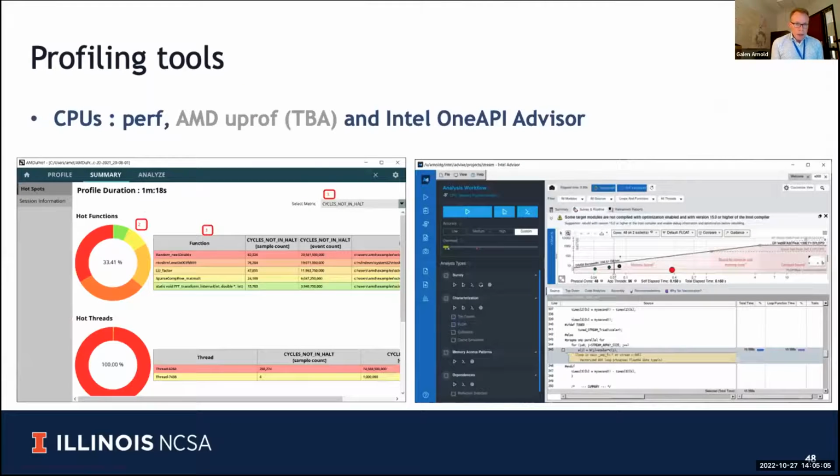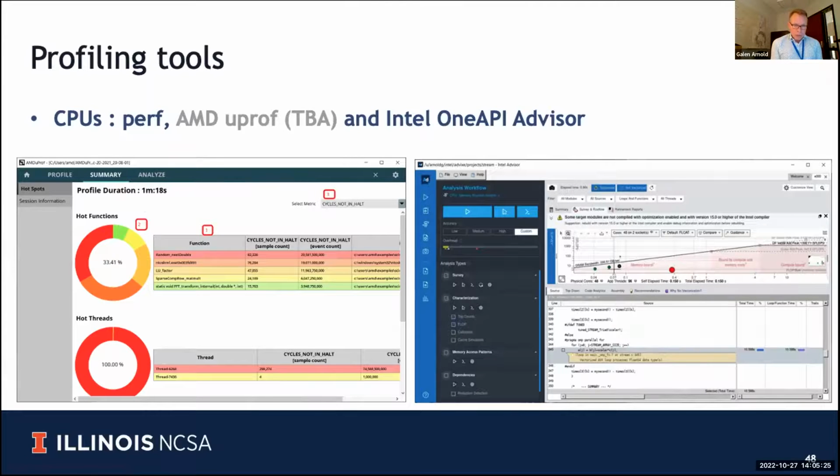On the CPU side, we have AMD UProf, but that is not working yet. That's also contingent on, or blocked by, our decision about how to handle hardware counters on a shared system and still get all the security model correct.